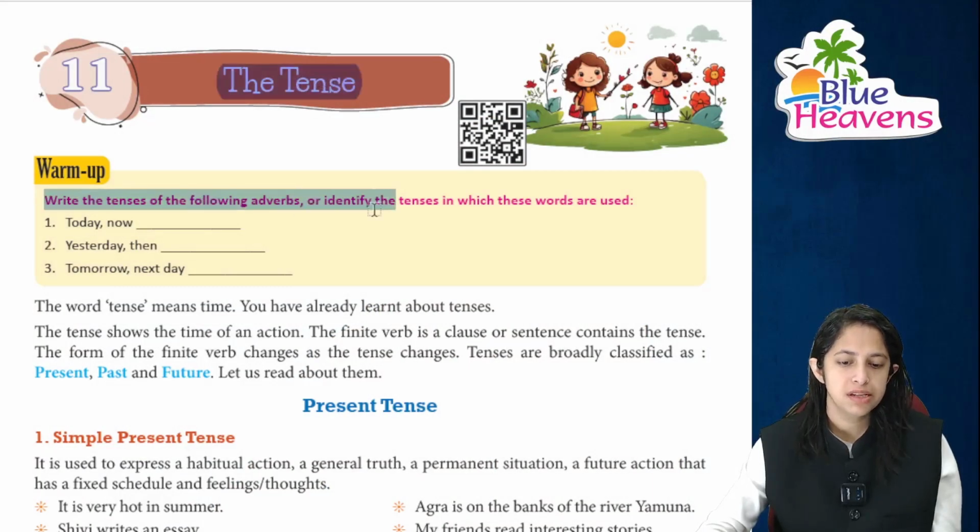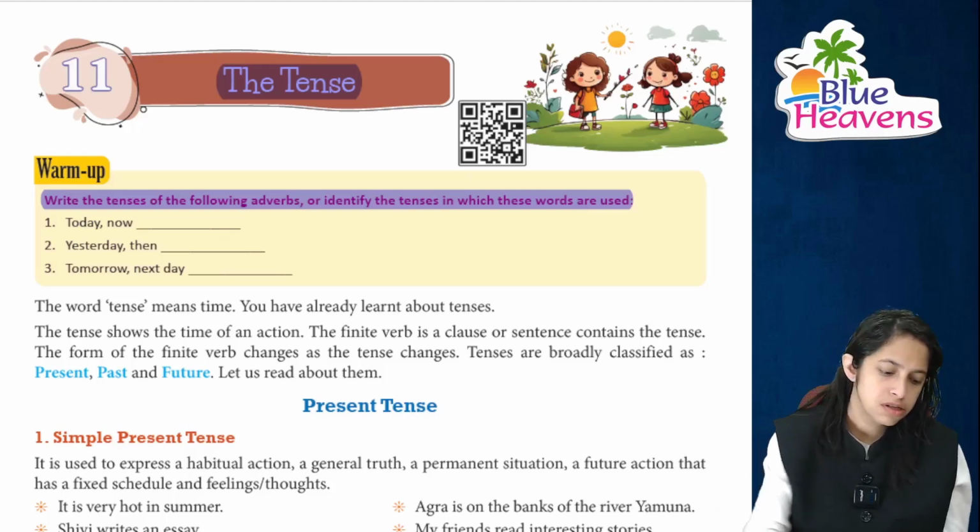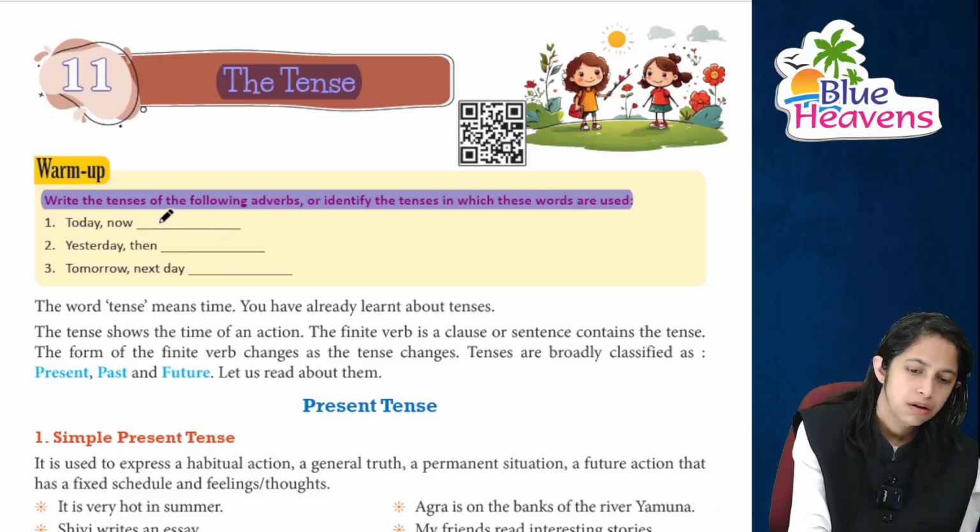There is a warm-up exercise that you have to write the tense of the following adverbs and you have to identify the tense कि आपने कौन सा tense use किया है. Today or now is of course the present tense, right? Yesterday it was the past tense and tomorrow we all know it's the future tense, right?